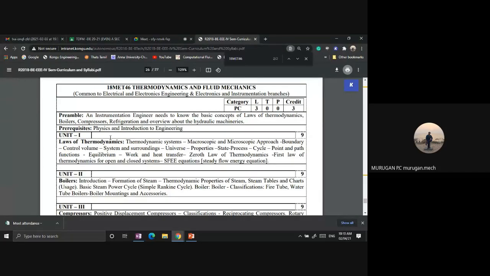And another thing, before studying thermodynamics and fluid mechanics, you might have studied the laws of thermodynamics in the 12th standard, and different types of boilers, compressors, and refrigeration in Introduction to Engineering. Am I correct? Have you ever heard about these words in your previous classes? Yes, sir.